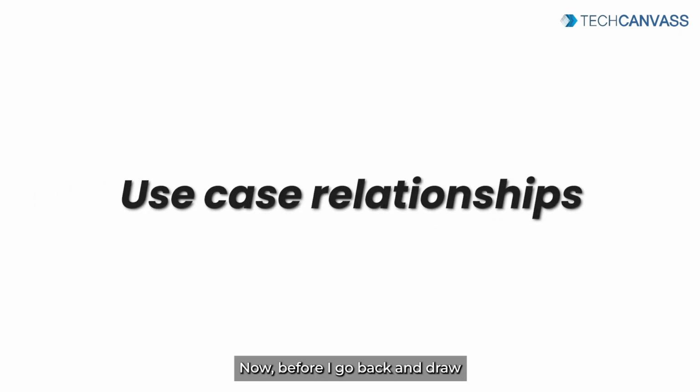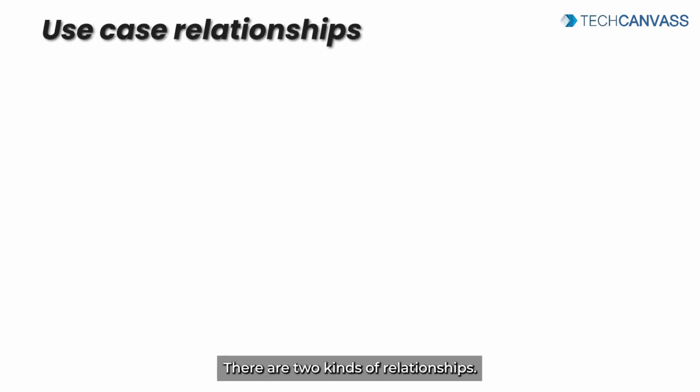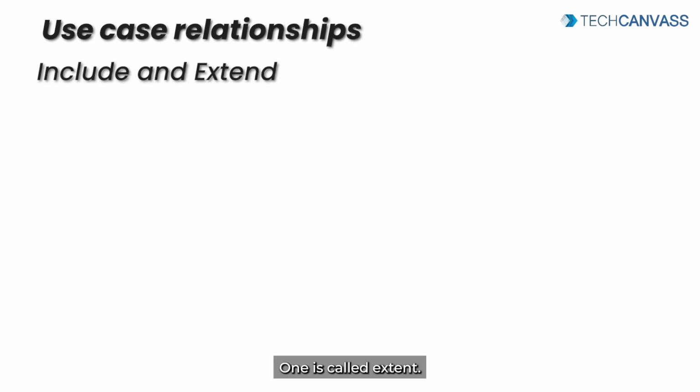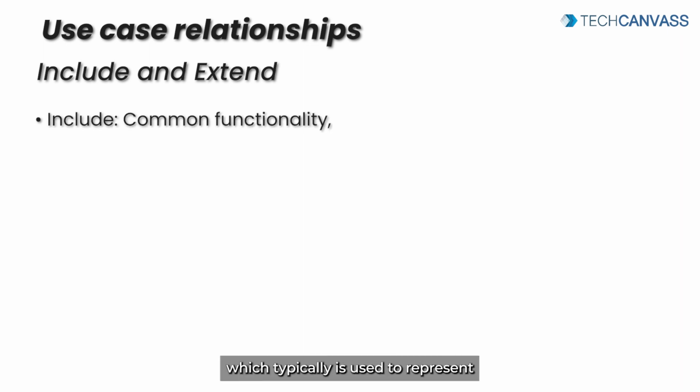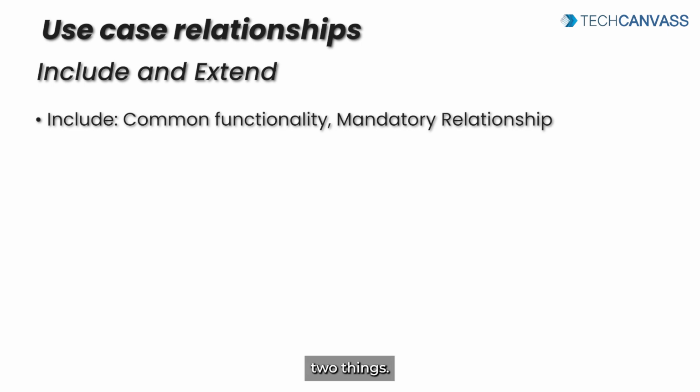Now, before I go back and draw the entire use case model for Finchley Bank, let me give you some information on the relationship between the use cases. There are two kinds of relationships. One is called include, one is called extend. So, include is a relationship which typically is used to represent two things. One, something which is common across multiple use cases, or something which is mandatory. Mandatory in the sense one use case depends on the other.